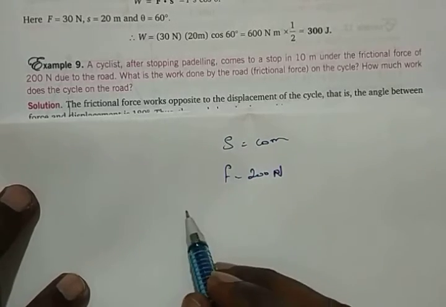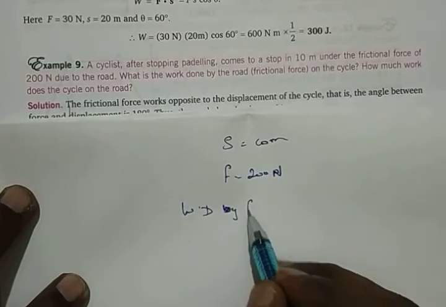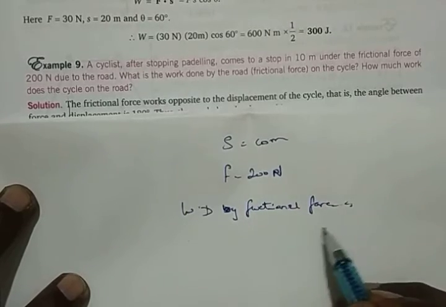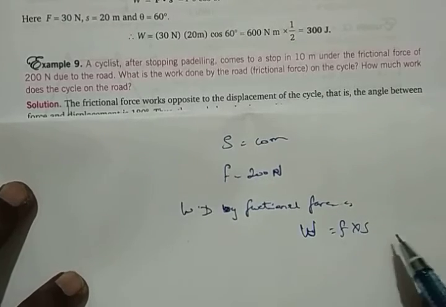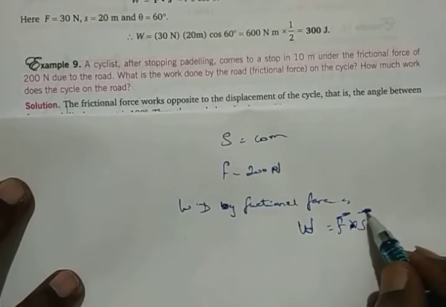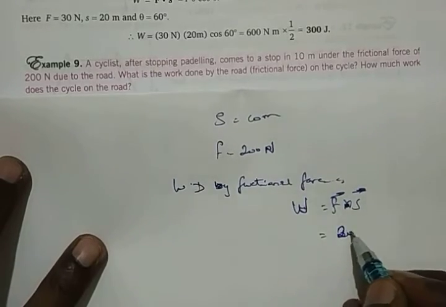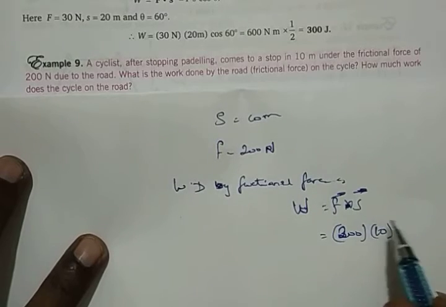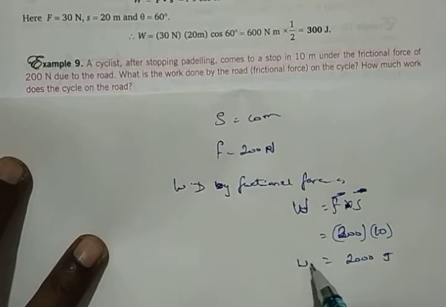So work done by the frictional force, W is going to be equal to F into S. You can say F dot S, right? So it's going to be equal to 200 into 10, and it's going to be in the negative direction. So you get here 2000 joules of work done.